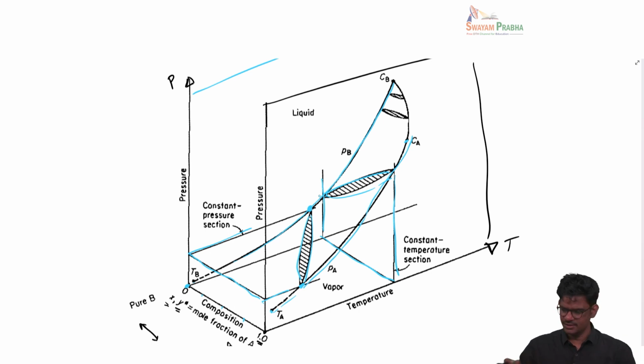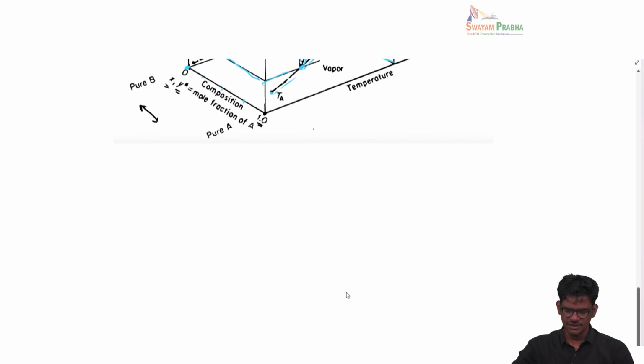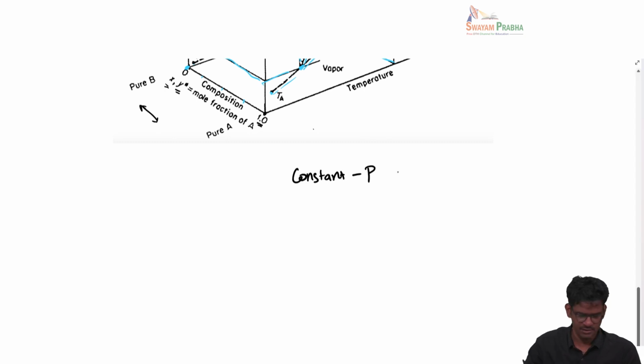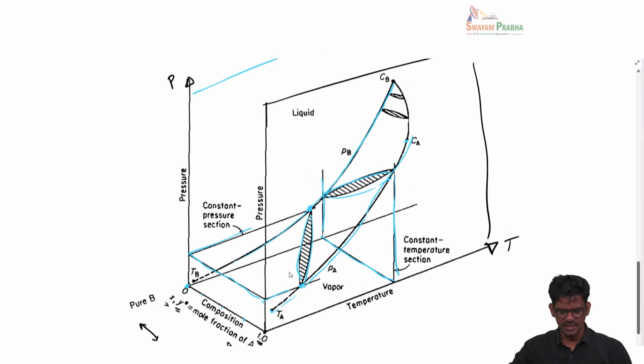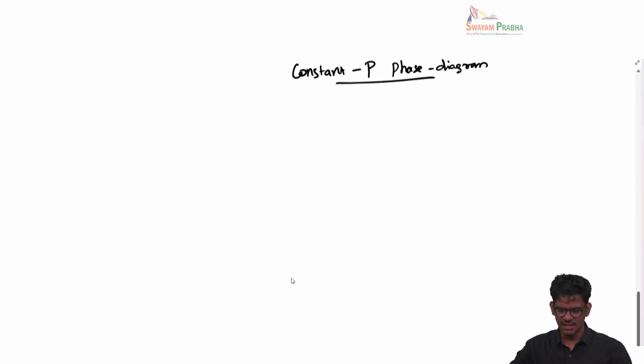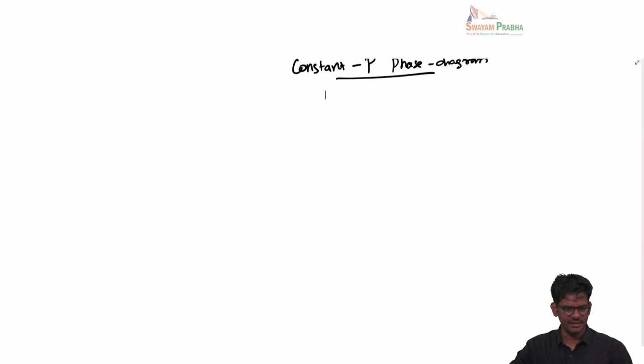So now let's look at these cross sections. First we will talk about the constant pressure phase diagram. When I say constant pressure phase diagram, what I mean is I take this particular plot, decide a particular pressure, and then do a horizontal cut here. This particular cut here is at a constant pressure. We cut along the constant pressure and then look at what the projection is, and that should give us something like this figure.